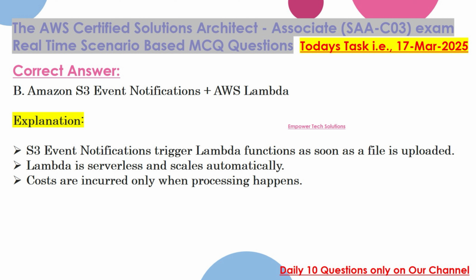Explanation. S3 event notifications trigger Lambda functions as soon as a file is uploaded. Lambda is serverless and scales automatically. Costs are incurred only when processing happens.